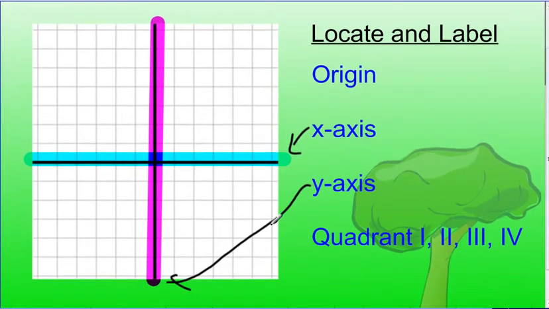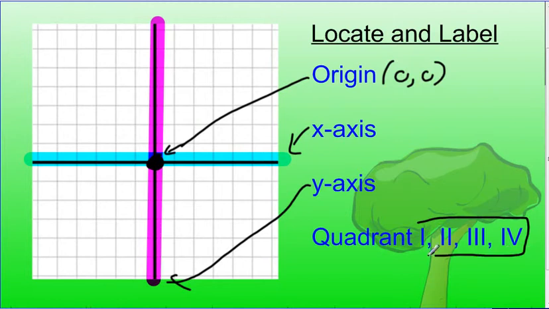Okay, origin. Origin is the point in the very middle. It has the coordinates 0, 0. So the origin we would find right there. So this point right here is the origin. And quadrants 1, 2, 3, and 4. Now these are always written in Roman numerals. So if you wrote yours down 1, 2, 3, 4, go back and fix them. They don't belong like that. This is how they're written.